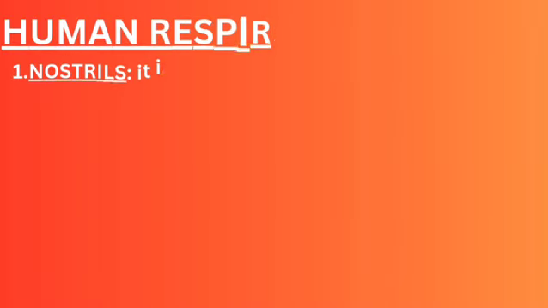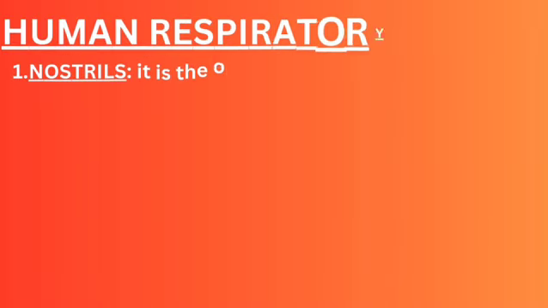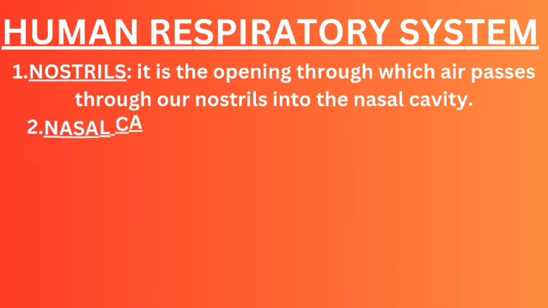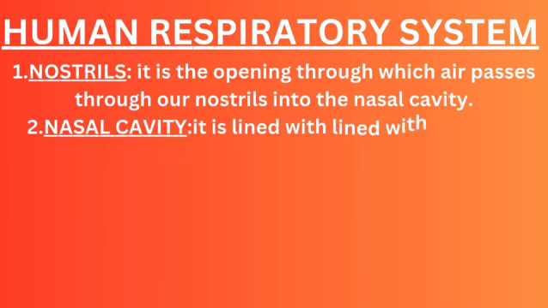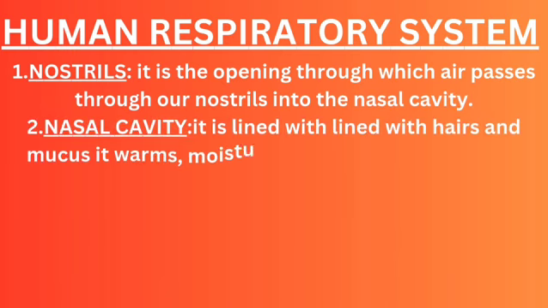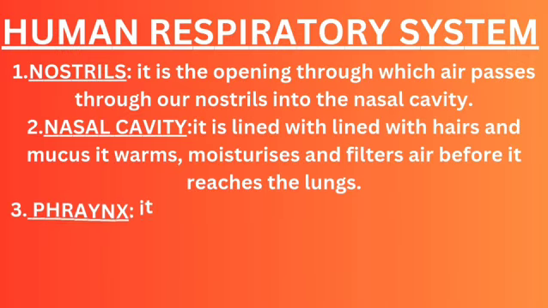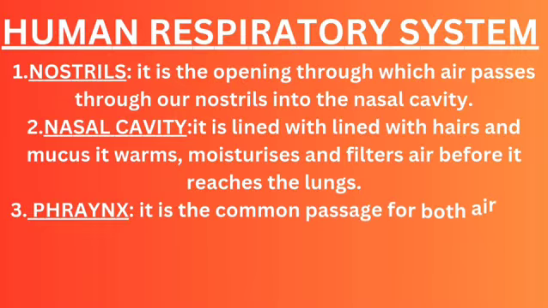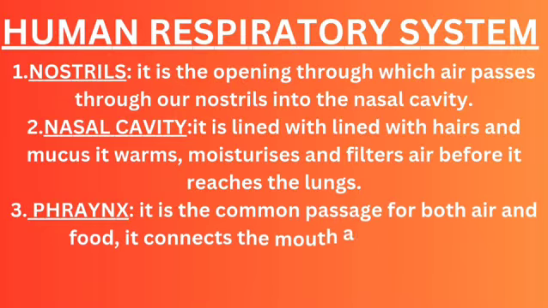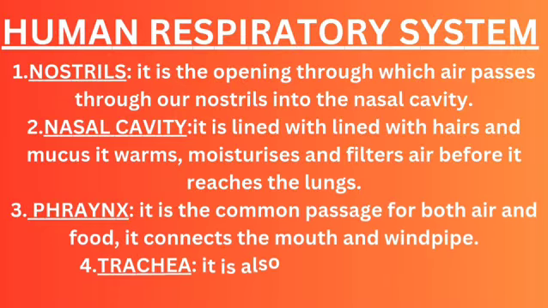Human respiratory system: air enters into our nose and the process starts. 1. Nostrils. It is the opening through which air passes into the nasal cavity. 2. Nasal cavity. It is lined with hairs and mucus. It warms, moisturizes and filters air before it reaches the lungs. 3. Pharynx. It is the common passage for both air and food. It connects the mouth and windpipe.